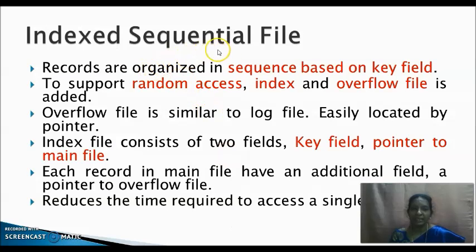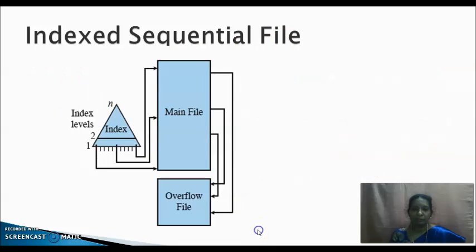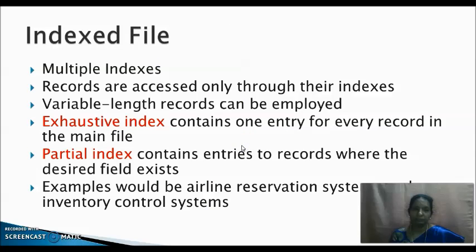The next one is index sequential file. In index sequential file, we have one index, the next one is the main file, and the other one is the overflow file. So index is just like our book page index. It will refer to the main file. From the main file, it will refer to the overflow file. That is, when a file is newly created, it will be in the overflow file. Then it will be added to the main file.